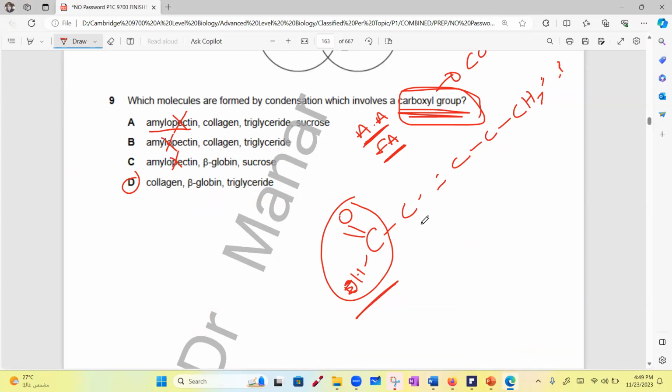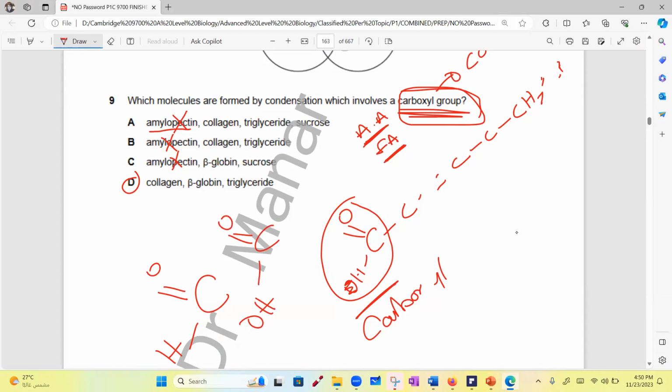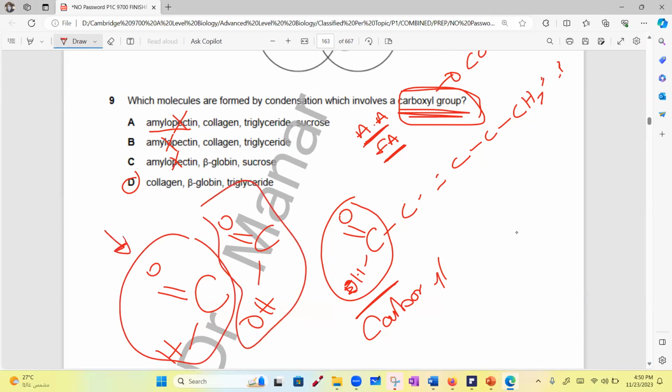But in a carbohydrate, there is no carboxyl. One functional group is the carbonyl. Carbonyl is C double bond O and H. The carboxyl is this, COOH. So this is a carbonyl and this is a carboxyl. This is in a carbohydrate. I added the H by mistake because I'm used to it.